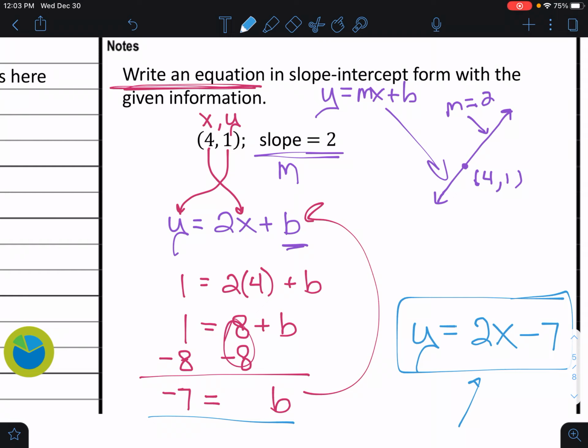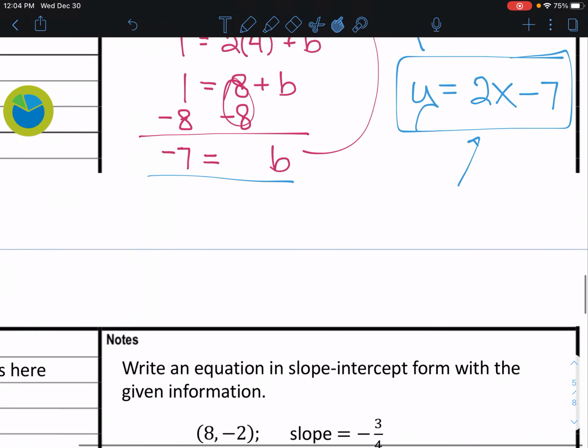So this y equals 2x minus 7 would be the equation for that line right there. Okay, and now we've got it. And we only had 2 pieces of information there, and we were able to figure that out. Okay, let's try another one so you get used to how this works.